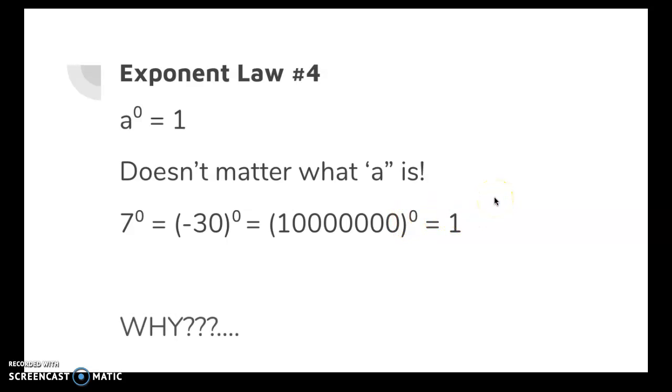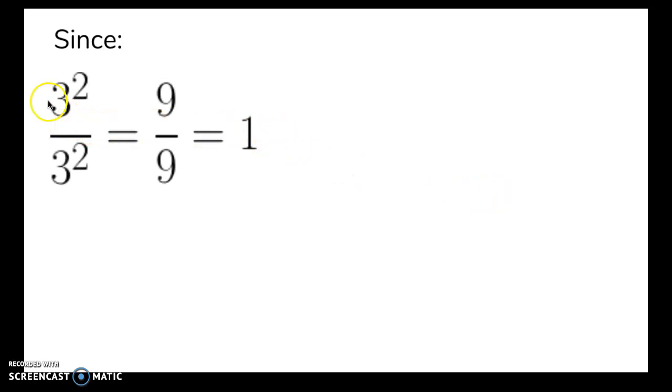Well, you might be thinking, why? Where does this come from? So let's look at this in two different ways, and I'm going to use an example. Let's say we have 3 to the 2 divided by 3 to the 2. Well, 3 squared is 9, 3 squared is 9, and 9 divided by 9 is 1. So that's one way to look at 3 to the power of 2 divided by 3 to the power of 2.